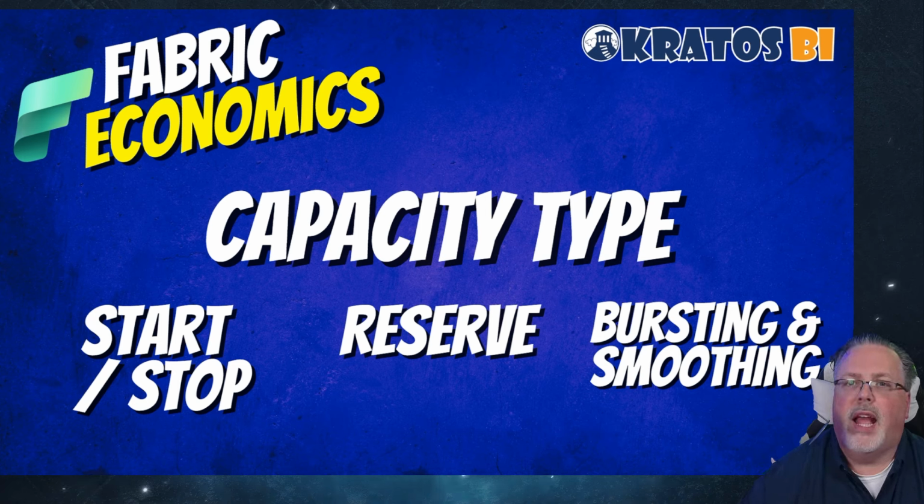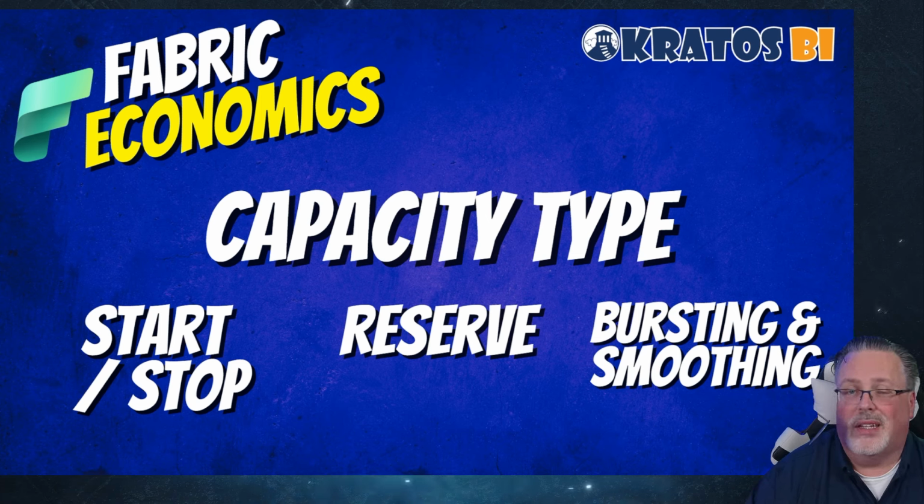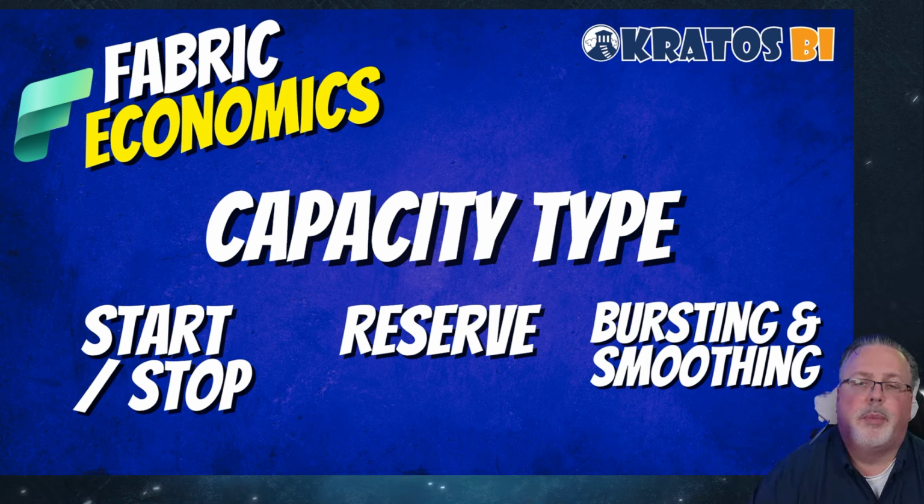Okay. The next type is the reserve capacities, and that gives you a 41% discount off of running the base capacities. It just basically says you're going to have it for a year and you get a 41% discount. What that basically means is it doesn't make a ton of sense to start and stop a capacity if you're going to be using it for at least, I think it's 12 hours a day or 14 hours a day or something like that. Then you might as well just leave it on and reserve the capacity.